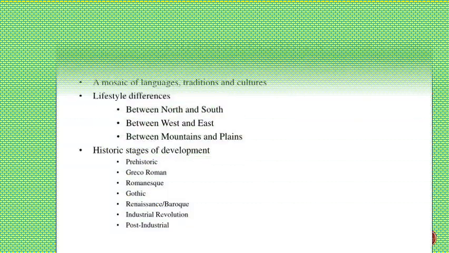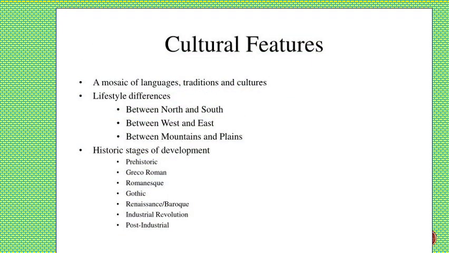The other things are cultural features, that is a mosaic of language, tradition and culture. So it has varied types of languages and lifestyles differ. Basically, we consider Karnataka as one state with many languages. Similarly here the lifestyle depends. So north and south have different ways of living. West and east are different, and people in mountains and plains have different things.